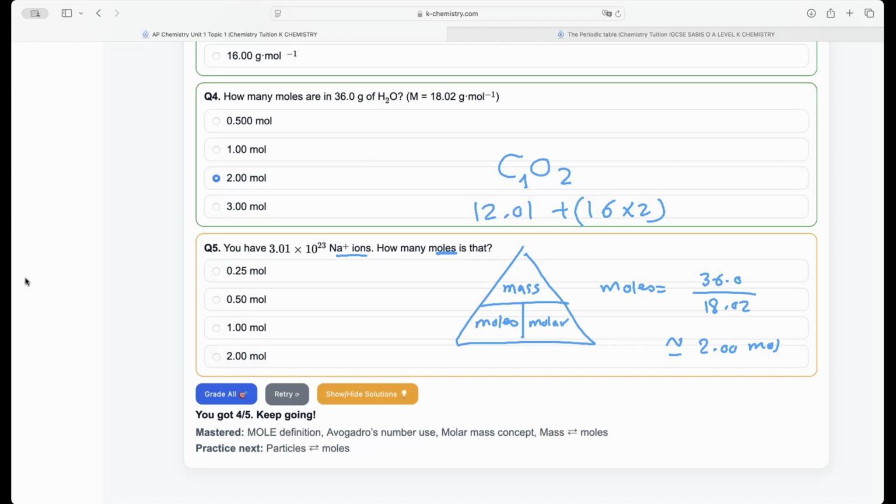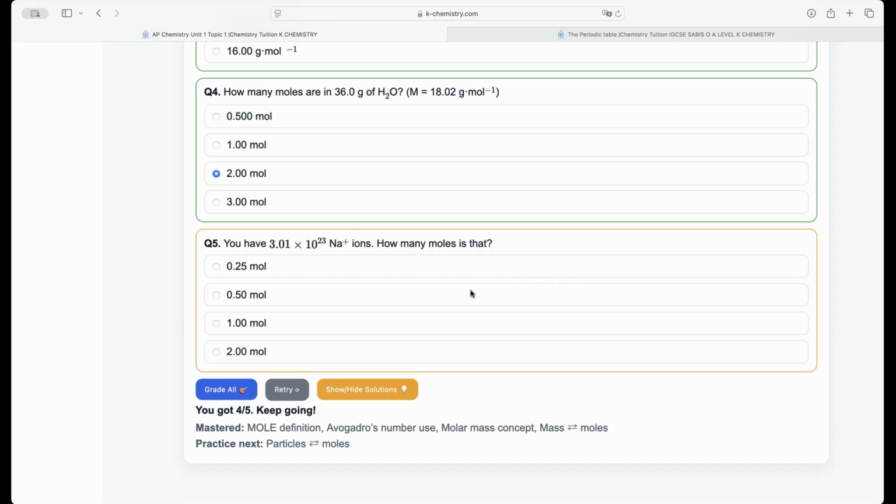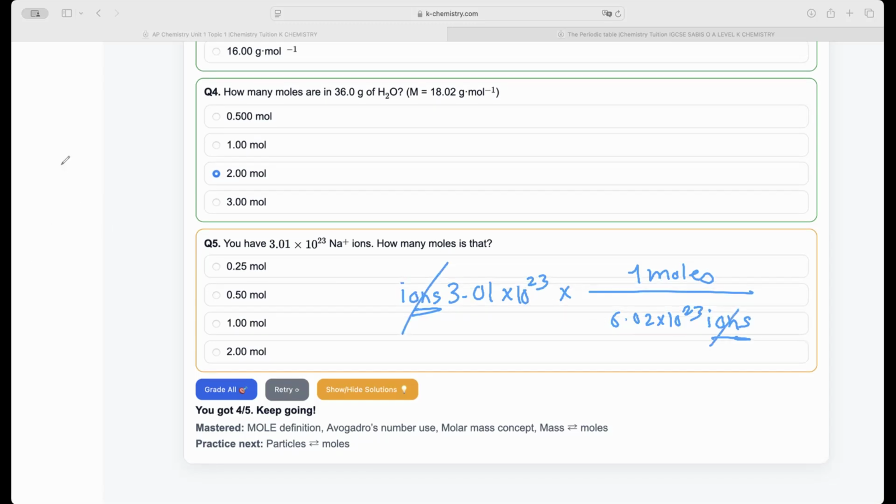You have 3.01 times 10 to the power of 23 sodium ions. How many moles is that? So let me make the dimensional analysis. Again, I have 3.01 times 10 to the power of 23 multiplied by the conversion factor. Is the mole up or down? At this time, I have ions, so I have to put ions here at the bottom so they cancel out. 1 mole is 6.02 times 10 to the power of 23 of anything. But why did you choose ions? Because I have ions here. So I will cancel out ions with ions, and then I divide this number by 6.02.